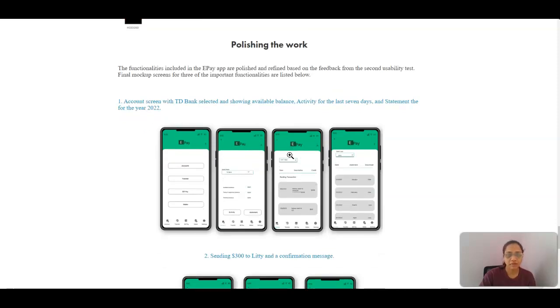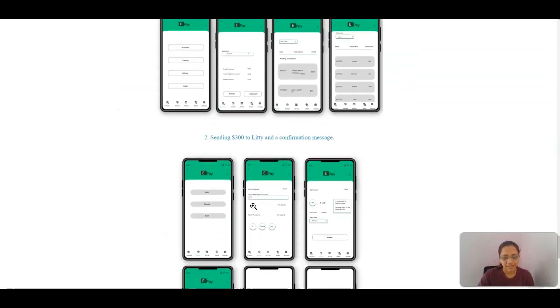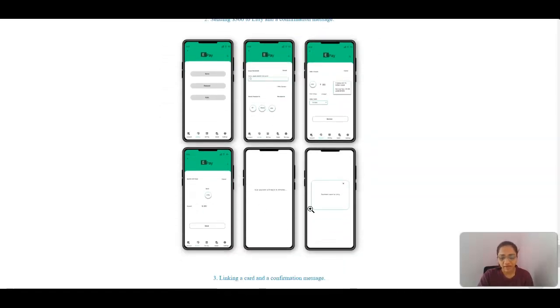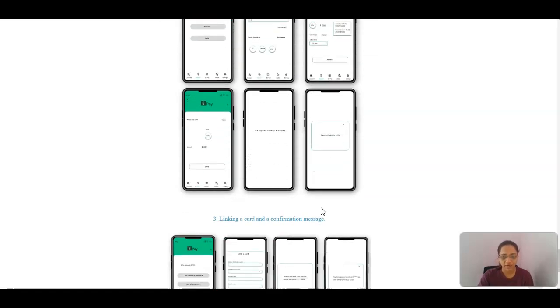The first screen is an account screen with the TD Bank selected and showing the available balance and activity for the 7 days and the statements for the year 2022. The second one is sending $300 to a realty and a confirmation message: selecting the recipient and sending the amount and a confirmation that the amount is paid.